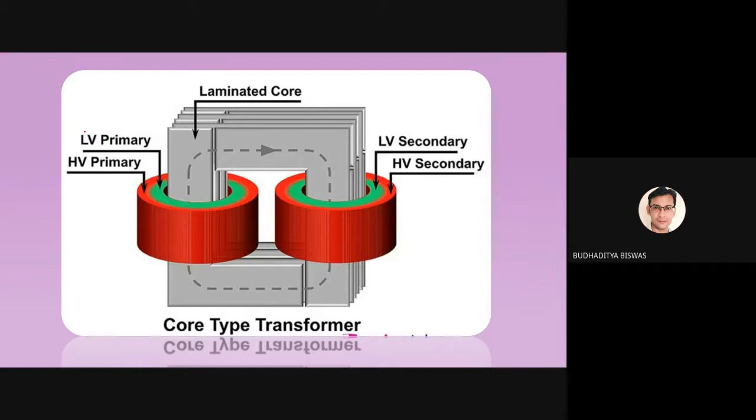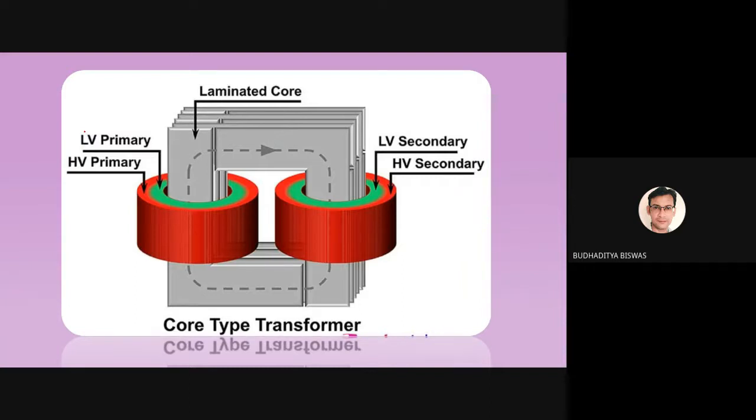As the transformer works only in AC, one frequency should be there. So whatever the excitation frequency of the transformer is, that frequency remains the same in the secondary, and the power also remains the same in the primary and secondary. This comes from the conservation of energy. Whatever energy you supply to the transformer, the same energy will be transferred, obviously in another form: the voltage may be increased, the voltage may be decreased.